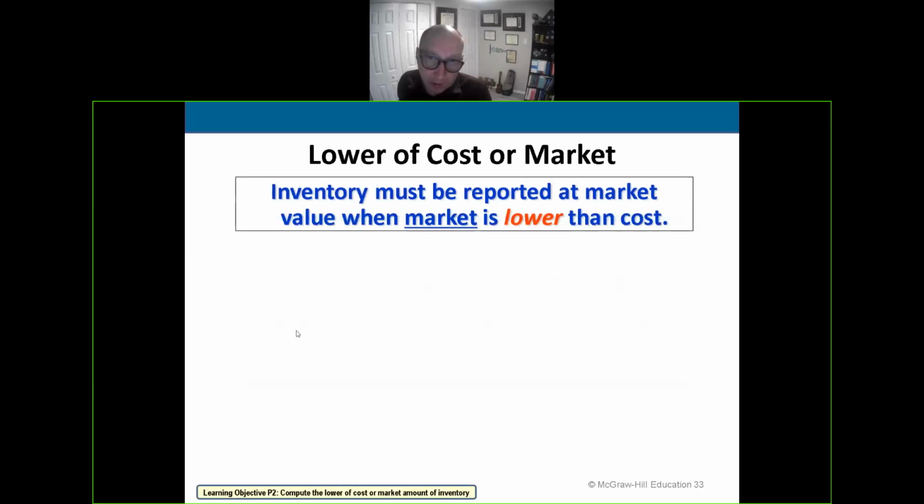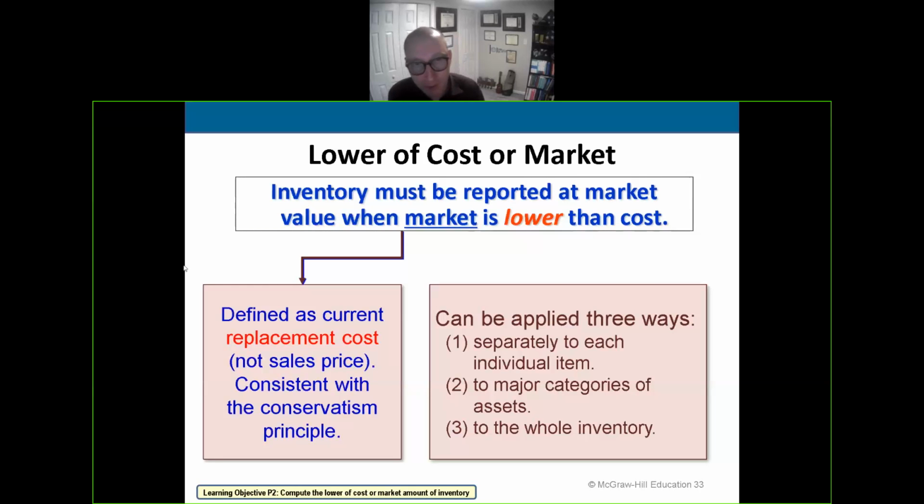Lower of cost or market. This last concept I want to talk about is called the lower of cost or market. Inventory needs to be reported at what we call its market value. Market value is sometimes lower than its cost. This is also known as its replacement cost.